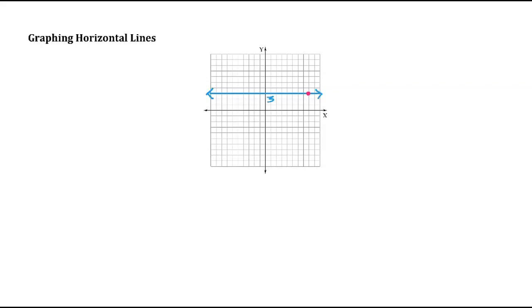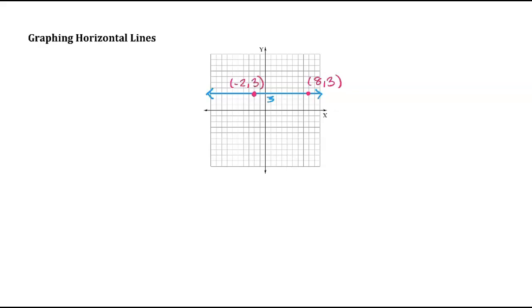That point is 8 units to the right of the origin and 3 units up, so it's the point (8, 3). What about this point? It's 2 units to the left of center and 3 units up, so it's the point (-2, 3).